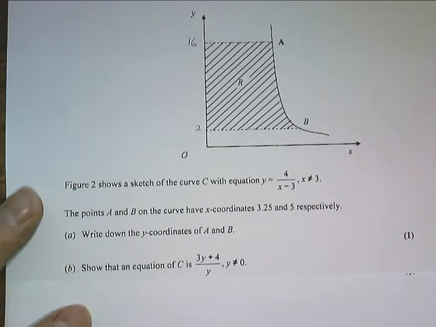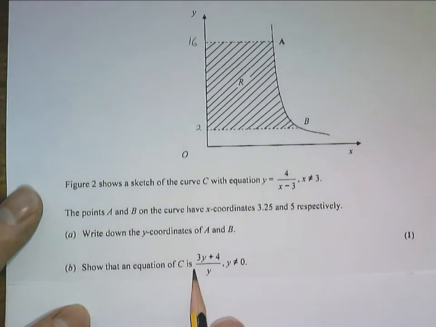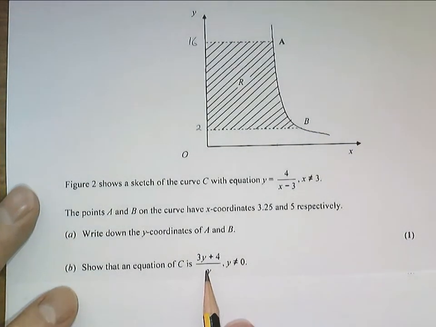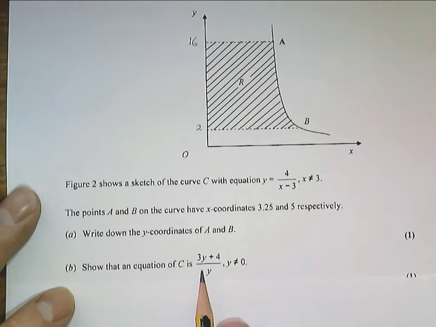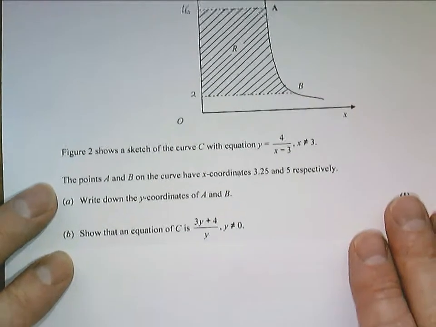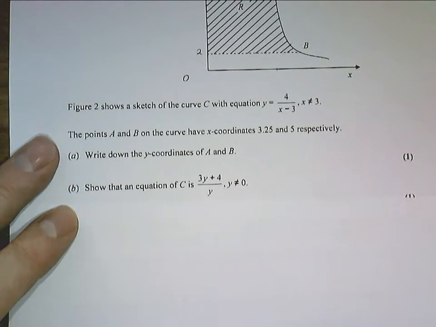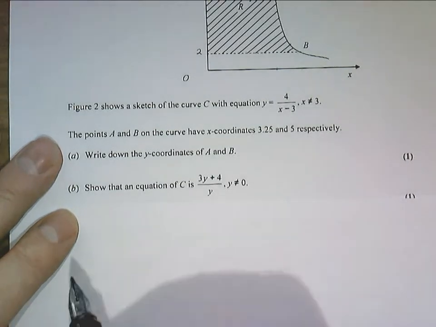Show that an equation of C is 3y plus 4 over y, where y is not equal to 0. Well, that isn't strictly an equation, it's an error. It should say, show that an equation of C is x equals 3y plus 4 over y. And it's just a matter of changing the subject of the original equation.